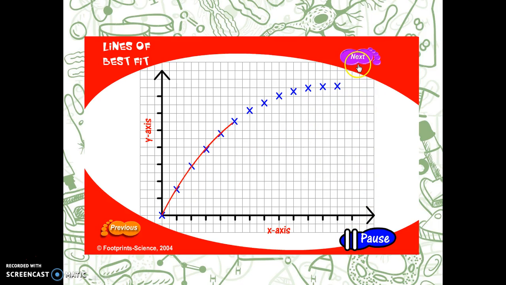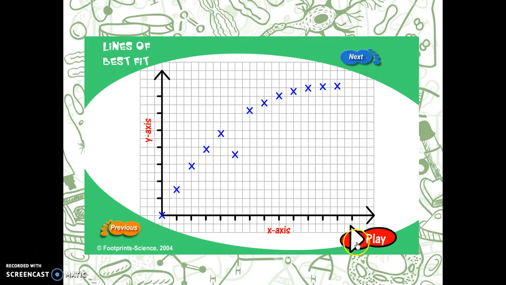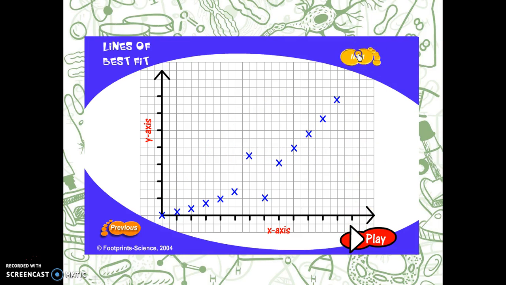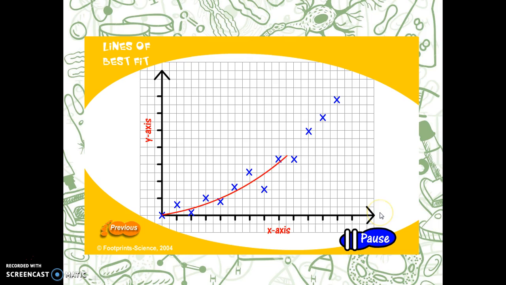You get curves, which work much the same way. You can use a ruler, bend it, to make a nice smooth curve of best fit. Again, you can ignore anomalies if you think they don't fit your pattern, and you're much more likely to get graphs that look like this.